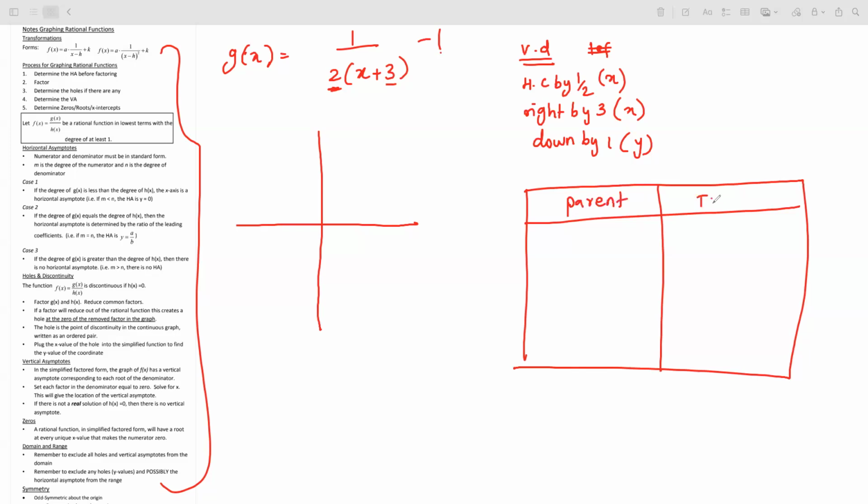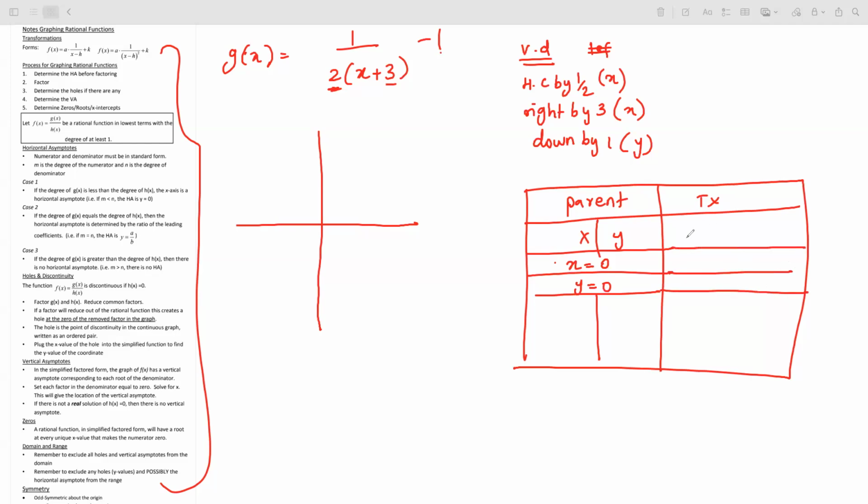Parent, transformed, x comma y. So the asymptotes were, the first 2 lines are just the asymptotes for me. I will not draw like this, I will just draw like this. So x equal to 0 is an asymptote, y equal to 0 is an asymptote. The same I need to do here.